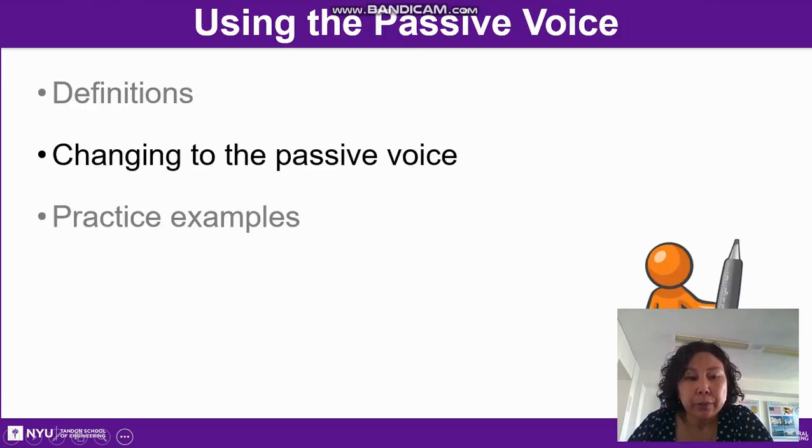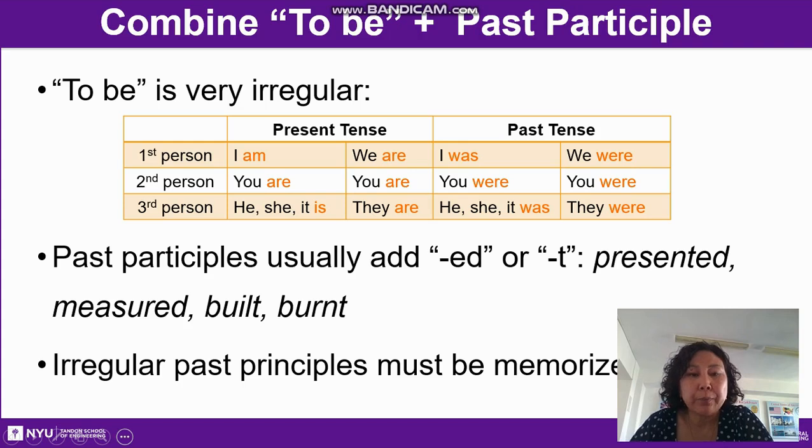Using the passive voice, changing to the passive voice. To be is very irregular. The first person, I am. The second person, you are. The third person, he, she, it is. Plural forms, we are, you are, they are. In past tense, the verb to be: I was, you were, he, she, it was. Plural forms, we were, you were, they were.